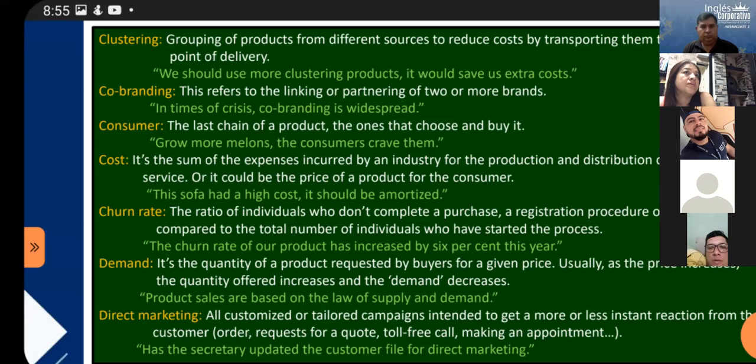Cost: distribution of a good or service, or the price of a product for the consumer. This sofa has a high cost. It should be amortized. That's it.